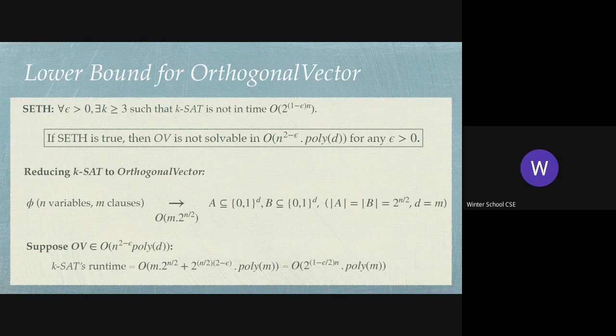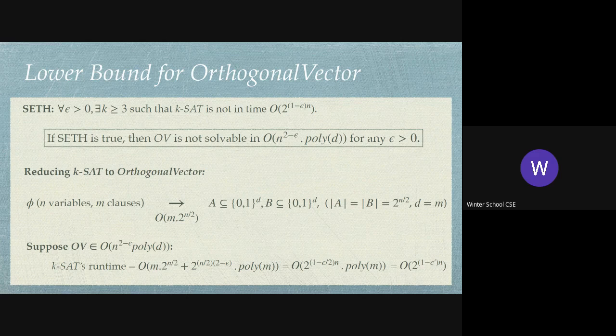Number of clauses, right? At most, how many clauses can you have in a k-SAT problem? Some order n to the k, right? So what I'm saying now is that if you replace that m by some polynomial of n, ultimately you can get something like this: order of 2 to the 1 minus epsilon prime times n.